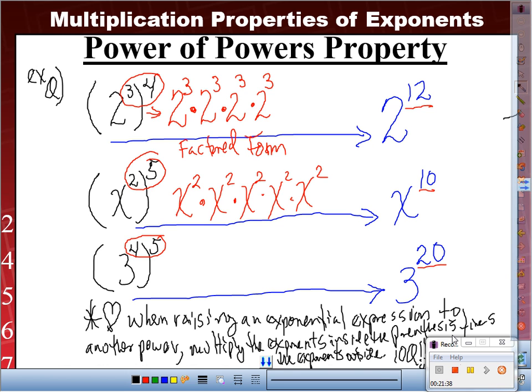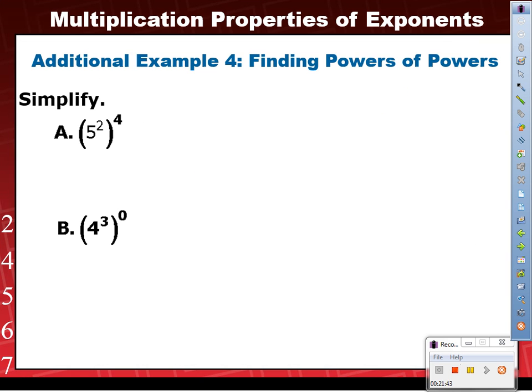Copy these down, please. See if you can do these by yourself. Example 4. Simplify. For A, we got parentheses 5 squared, close parentheses, to the 4th power. For B, we got parentheses 4 cubed, close parentheses, to the 0 power. 20 seconds. Go.